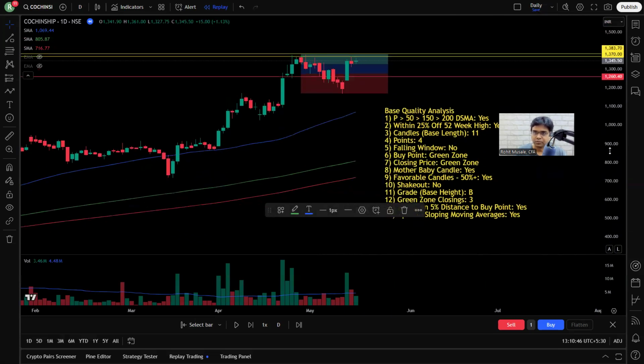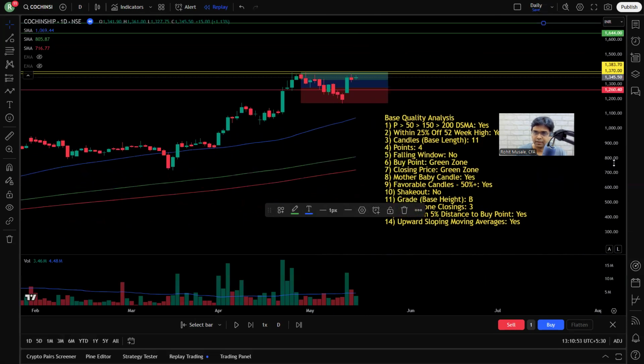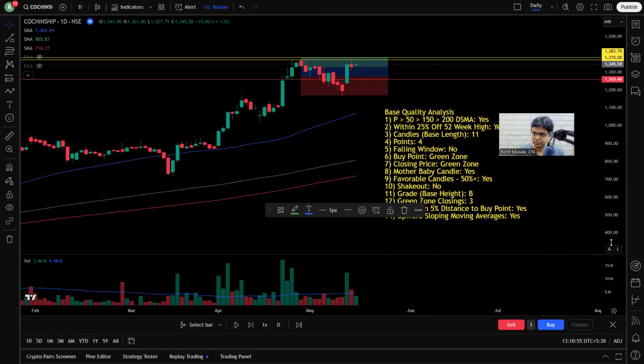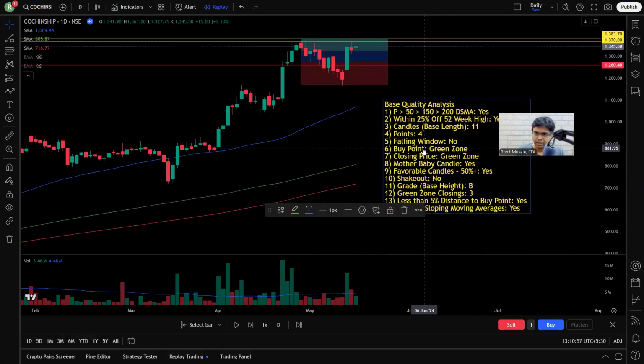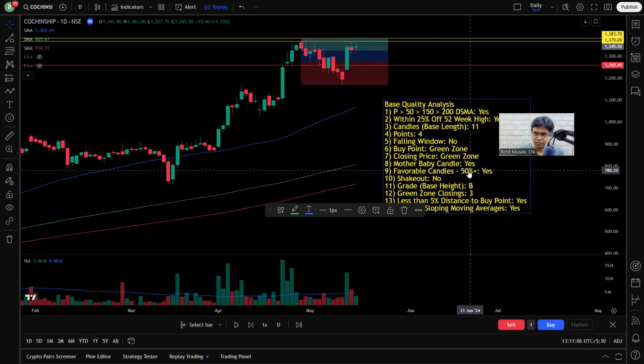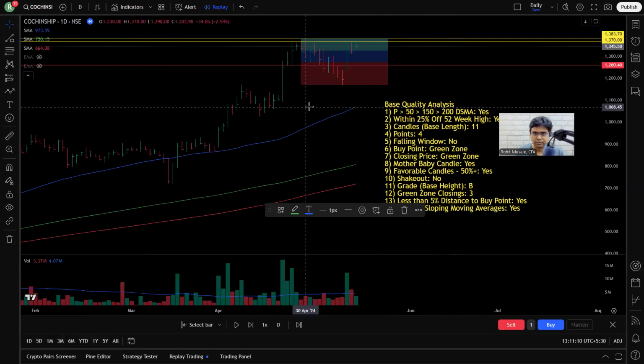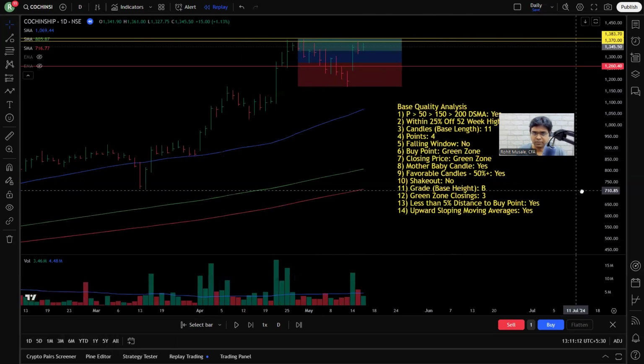Yes. So you now see the selling range, the stop loss, the buying range. Okay. Next. So buy point closing price in the green zone, till now fantastic, no falling window. Mother baby candle, yes. Look at these two candles, mother baby. Favorable candle 50% plus, yes. We go to the bar chart. Okay. Let's see what we have here.